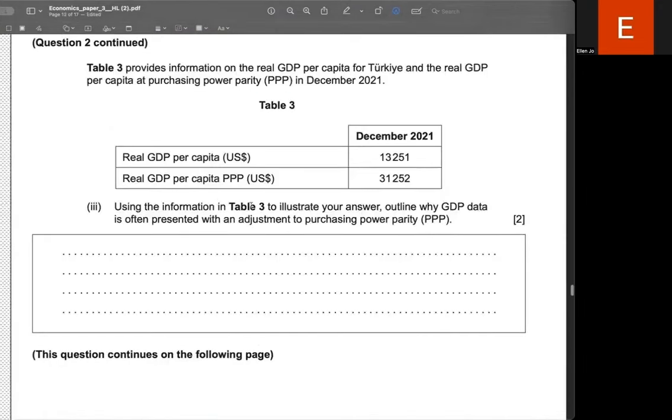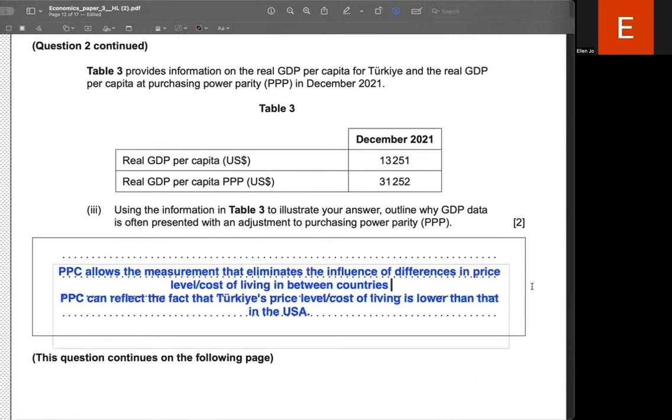Next, using the information in table 3 to illustrate your answer, outline why GDP data is often presented with an adjustment of purchasing power parity. PPP allows the measurements that eliminate the influence of differences in price level and cost of living in two countries. For example, PPP can reflect the fact that Turkey's price level and the cost of living is lower than that in the United States.